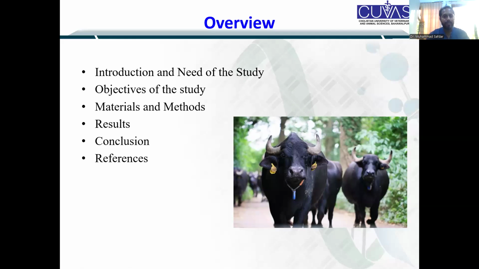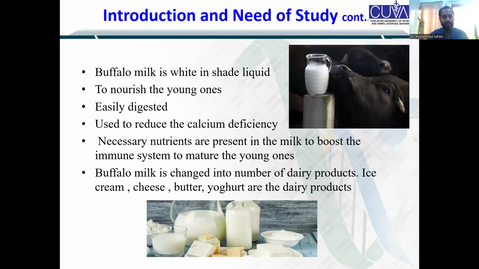Overview: introduction and need of the study, objectives of the study, material and method, results, conclusion, and finally there will be references. Introduction and need of study.